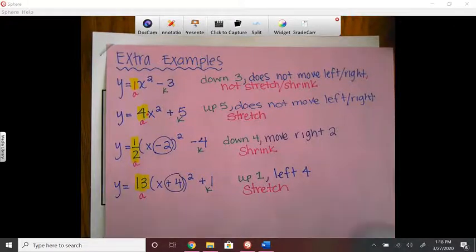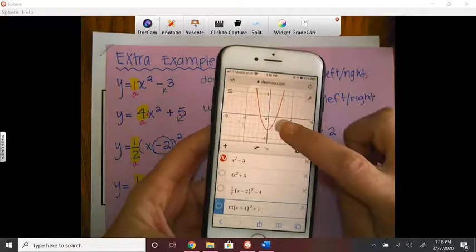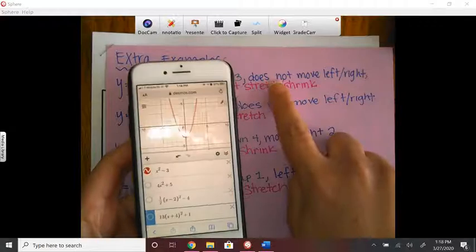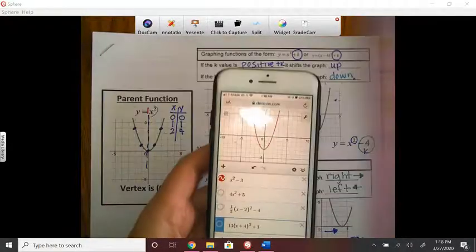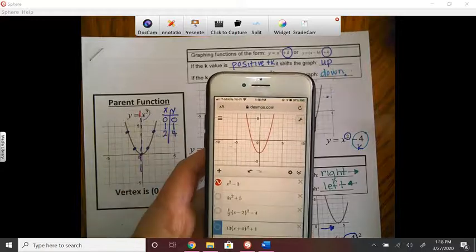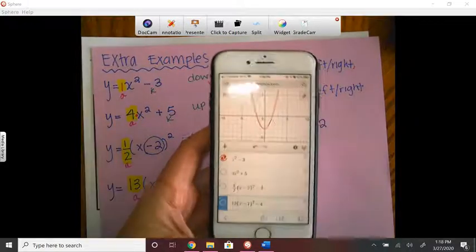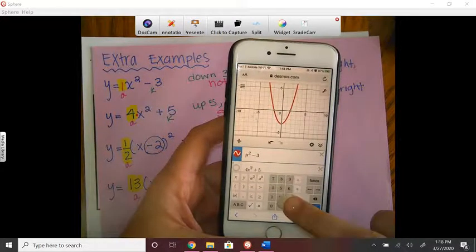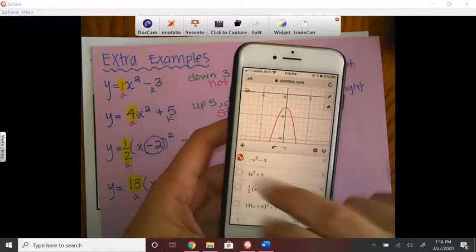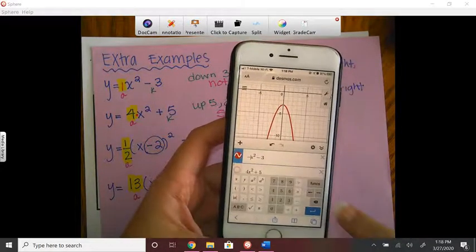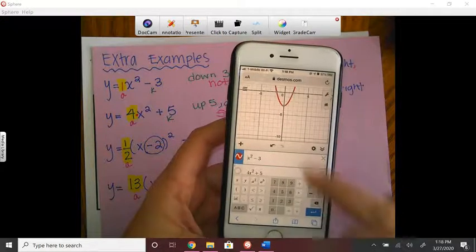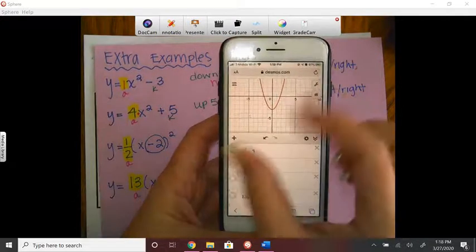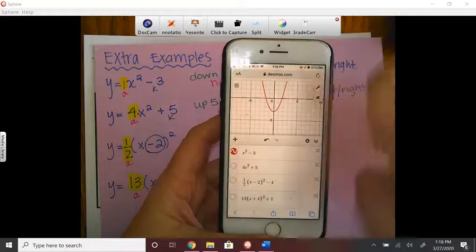Okay, so that's what the numbers in the equation do. Now if we take a look at the first problem, if I graph it, you can see that it did go down 3, and it didn't go left or right. It doesn't look stretched. It looks the same as the parent, because the a value was a 1. Now, if I put a negative in front, making the a value -1, you can see that now the graph goes down. So the number in the front is causing the graph to go up or down. If I get rid of that negative, now the graph goes up. So that's the two roles the a value has: it makes it stretch or shrink, and it makes it go up or down.